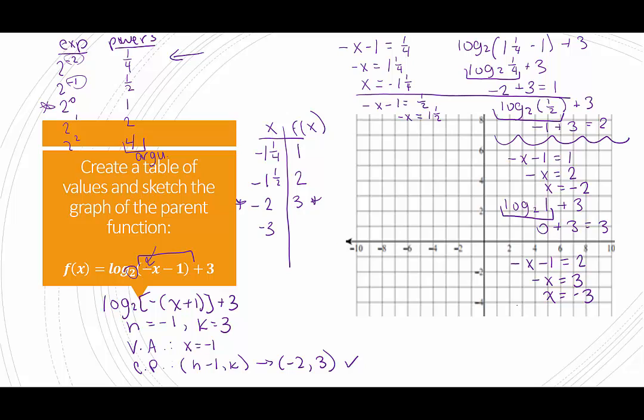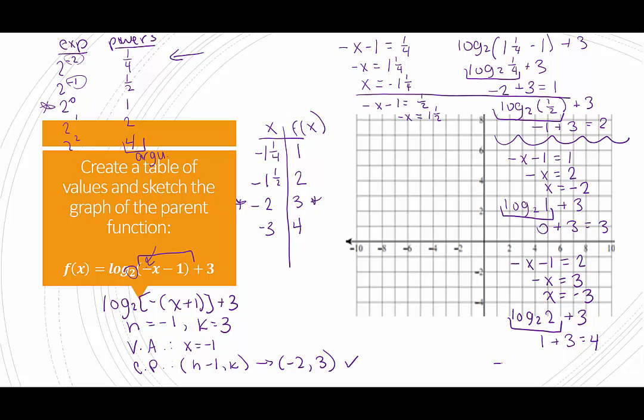Okay, let's plug in negative 3 for x. I get log base 2 of negative negative 3, that's going to be positive 3. 3 minus 1 is 2. And then plus 3. So what is this going to simplify to? Remember, we're looking for the power we raised 2 to give me 2. That would be 2 to the first. Here we have 1 plus 3, which is equal to 4. So we have negative 3, 4. And last but not least, we would like our argument to equal 4.